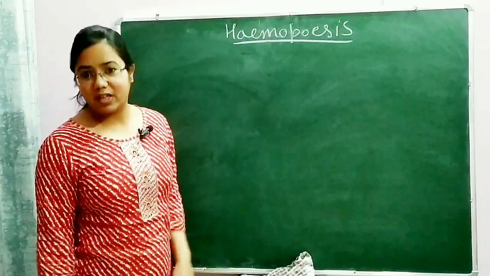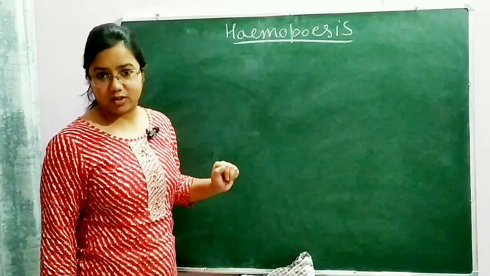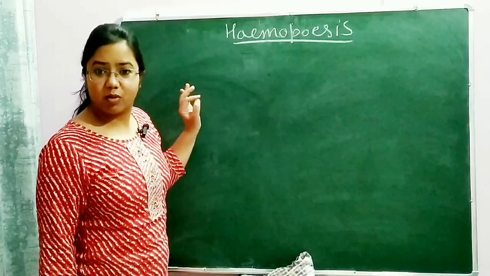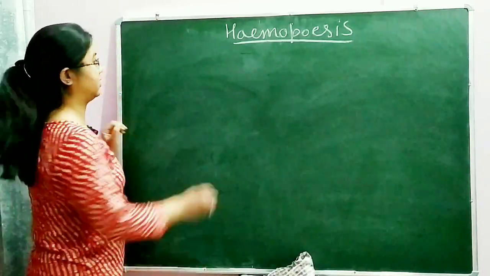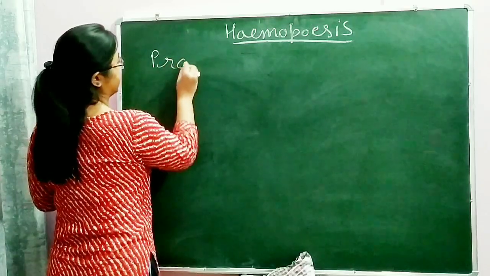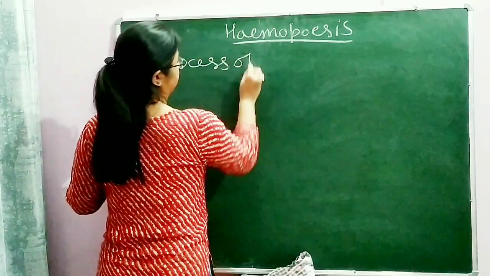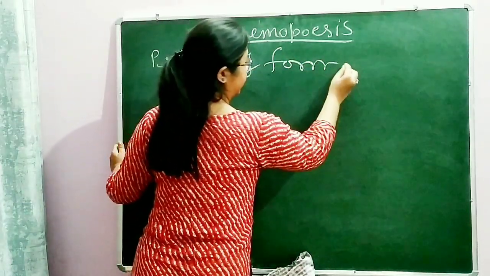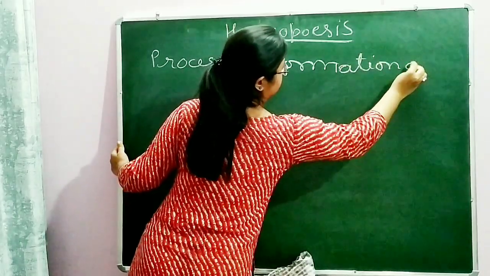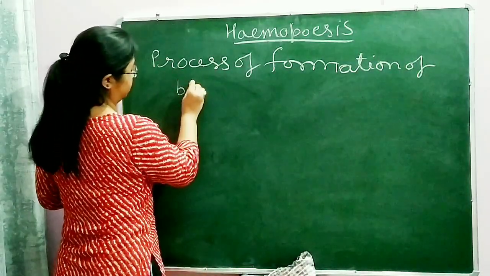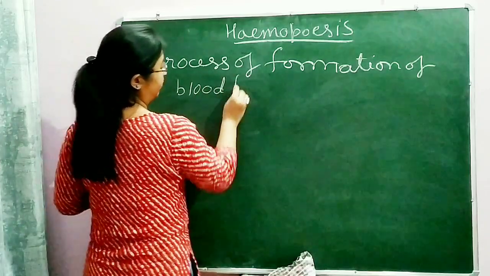Hello. Today we start our topic haemopoiesis. And what is haemopoiesis? Haemopoiesis is a blood forming process, the process of formation of blood, or we can say blood cells.